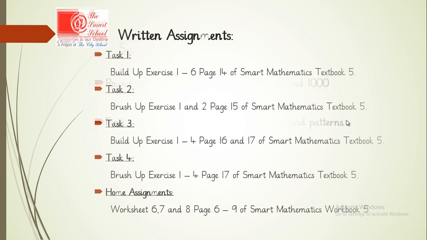Your written assignments are task number 1, build up exercise 1 to 6, page 14 of Smart Mathematics textbook 5. Task 2, brush up exercise 1 and 2, page 15 of Smart Mathematics textbook 5. And task 3 is build up exercise 1 to 4, page 16 and 17 of Smart Mathematics textbook 5. And task number 4 is brush up exercise 1 to 4, page 17 of Smart Mathematics textbook 5.